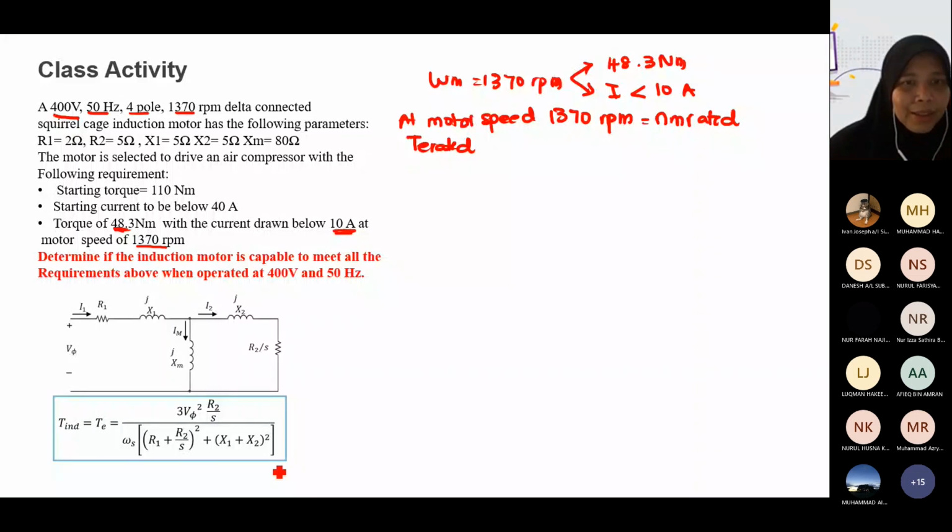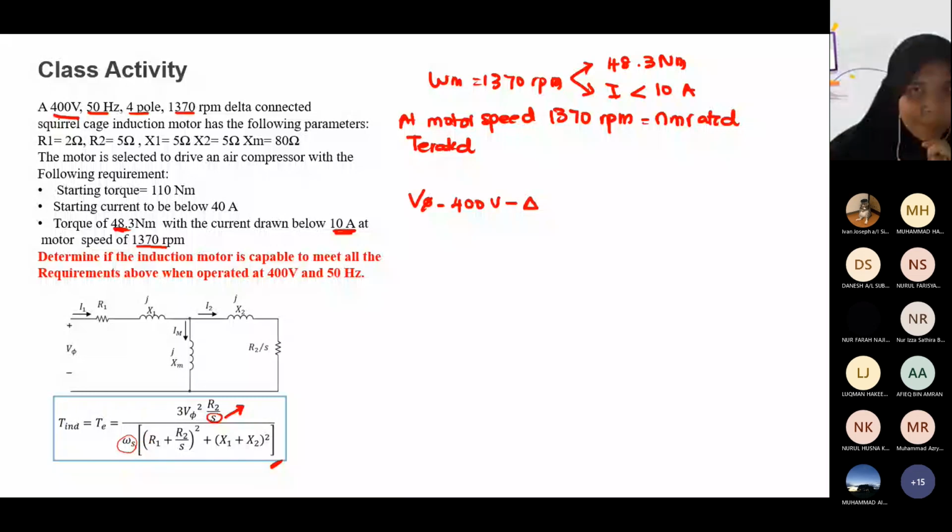We use this formula. What about the slip? In this formula, we have the speed and also the slip. We have V phase. We already know V phase equal to 400 volt because it's delta connected. Now, the unknown value in order to calculate the torque is the slip. How do we calculate the slip? Anybody?